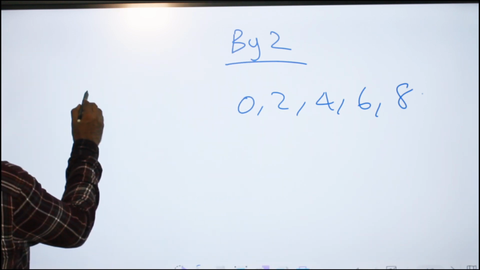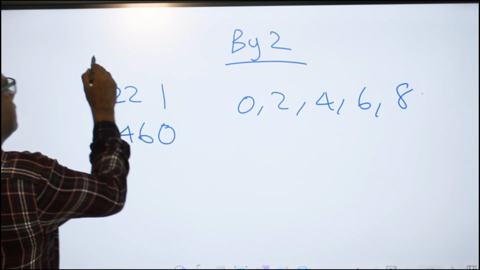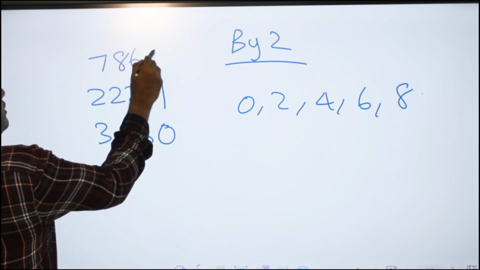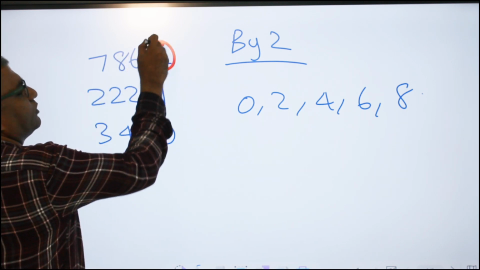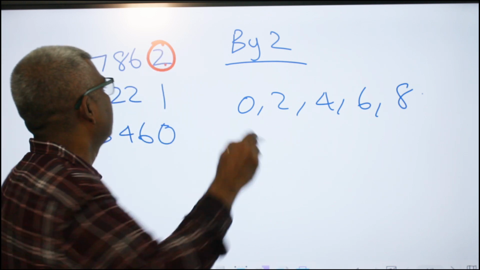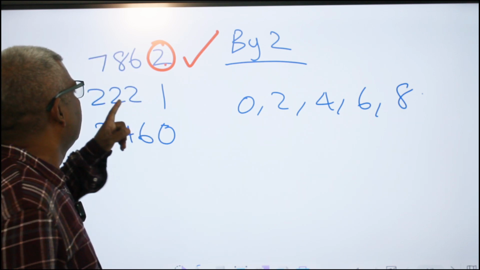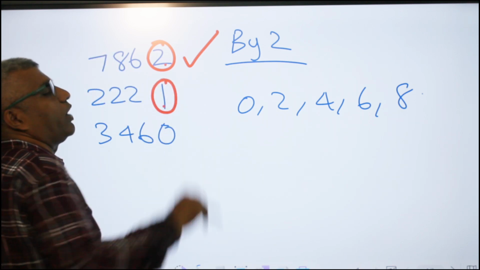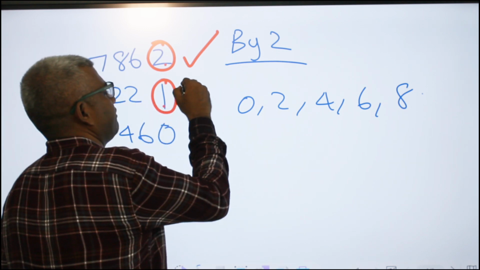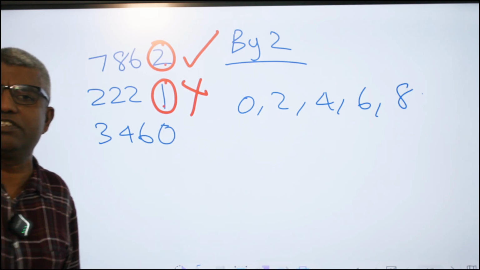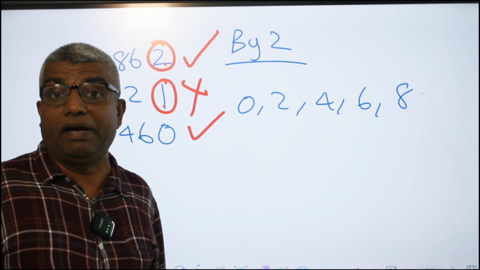For example, I am giving 2221, 3460, 7862. Look at 7862. The last digit is 2, which is divisible by 2, so 7862 is divisible by 2. 2221: the last digit is 1, which is not divisible by 2, so 2221 is not divisible by 2. 3460: 0 is also included, so it is divisible by 2.